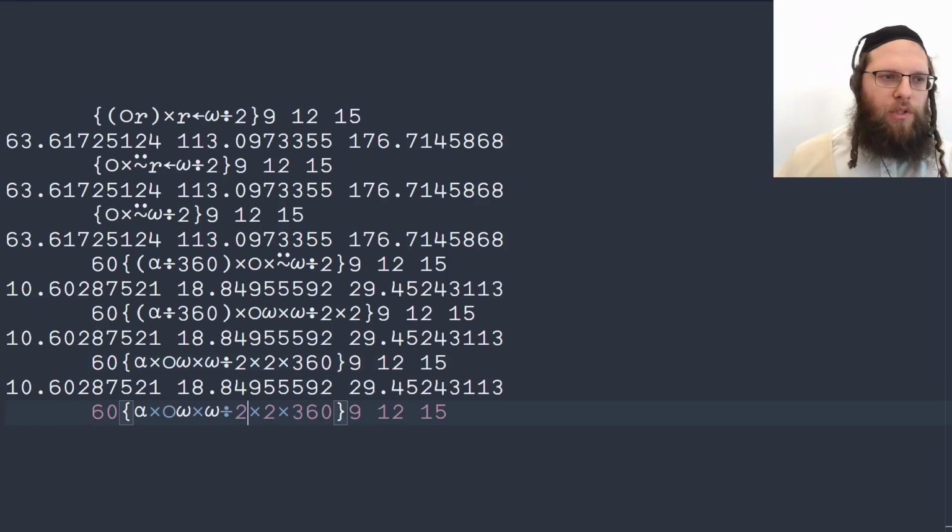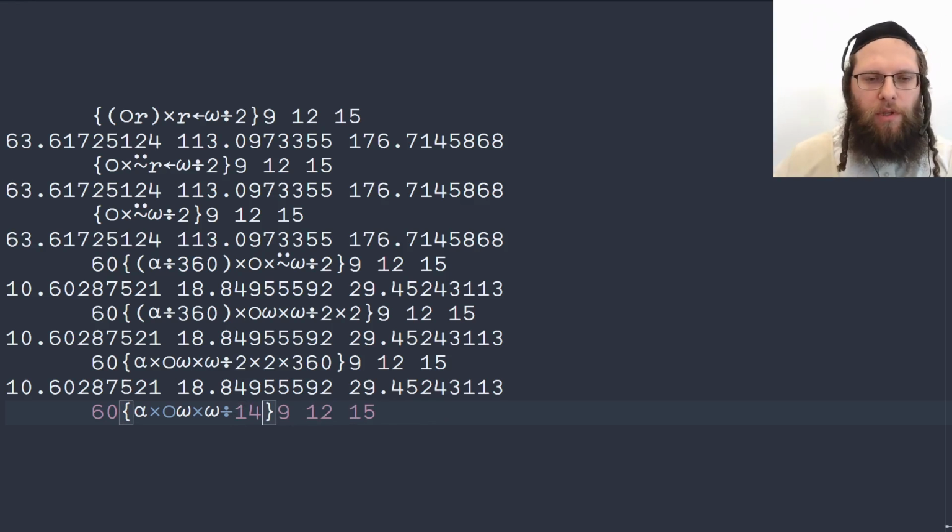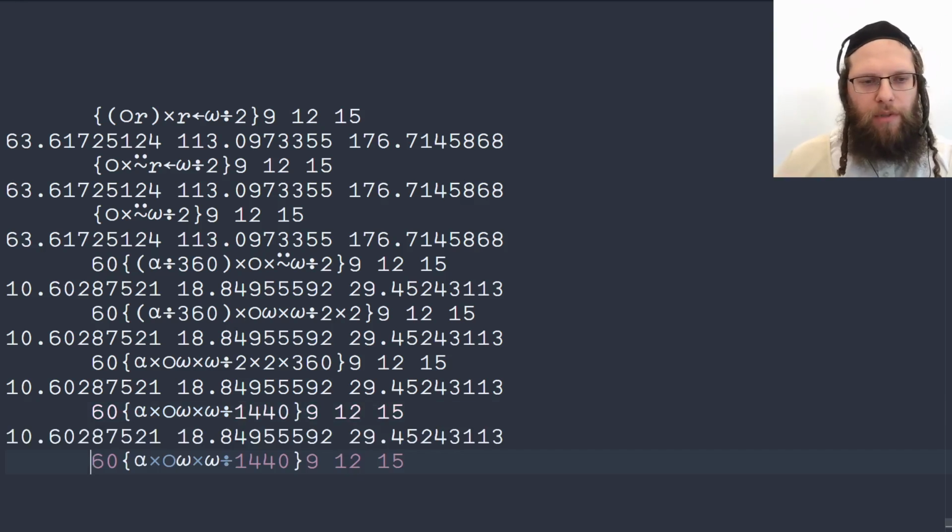And then, of course, we can compute 2 times 2 times 360 is 1440. Okay, this is already looking better. And this is about as dense as we can get it while still mentioning the arguments explicitly. However, there is a different style of APL functions.